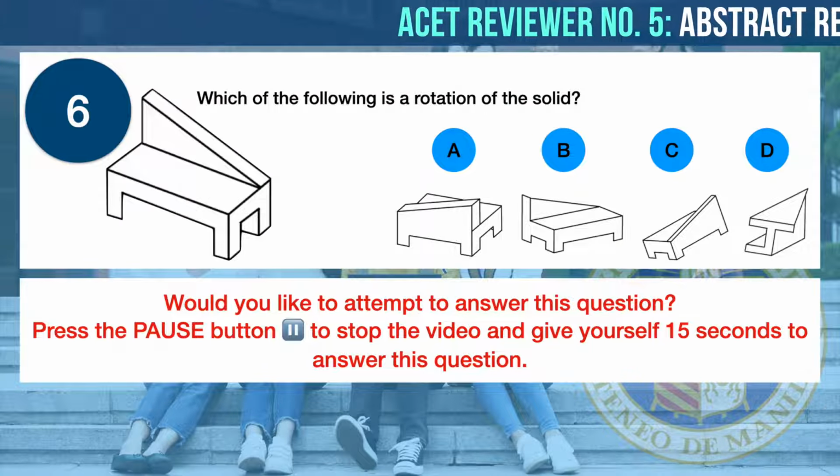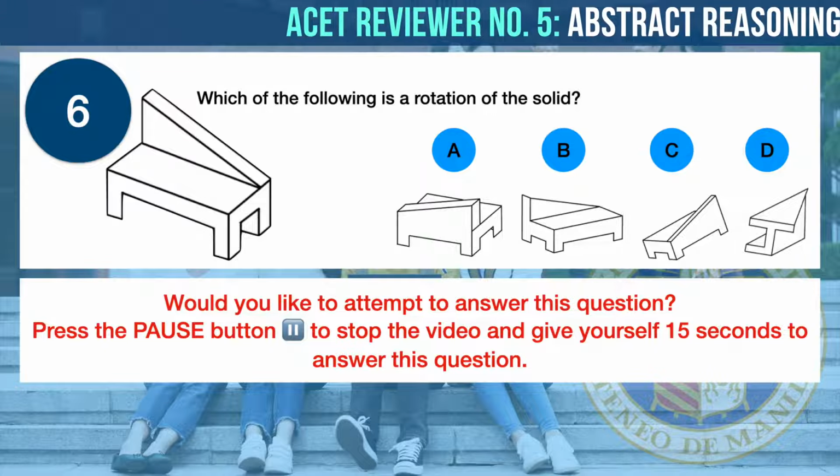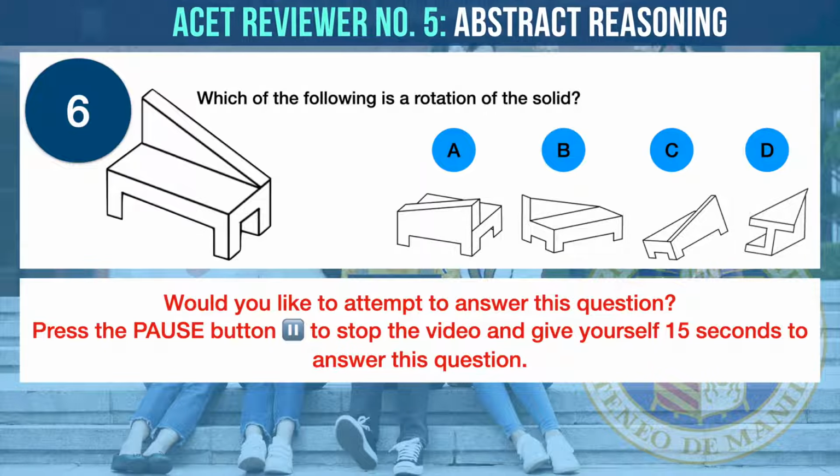Abstract reasoning question number 6. Which of the following choices is a rotation of the solid shown on the left?